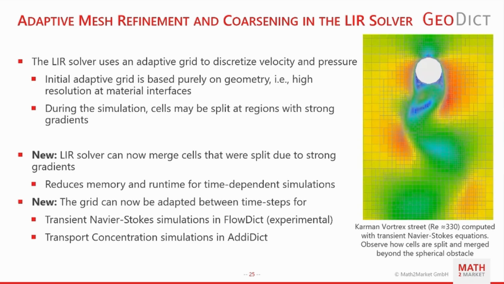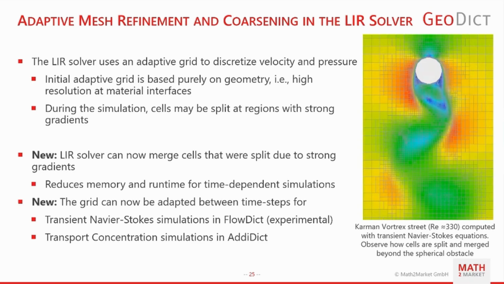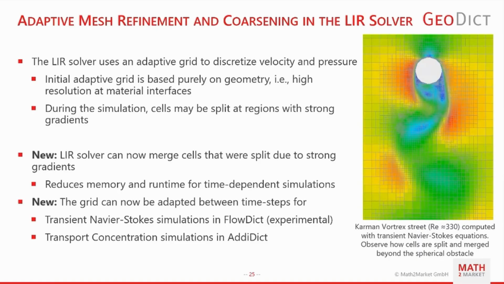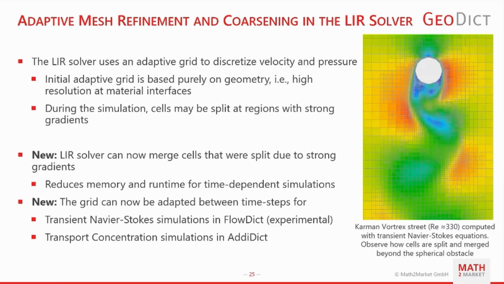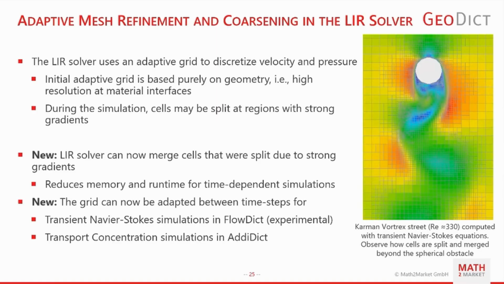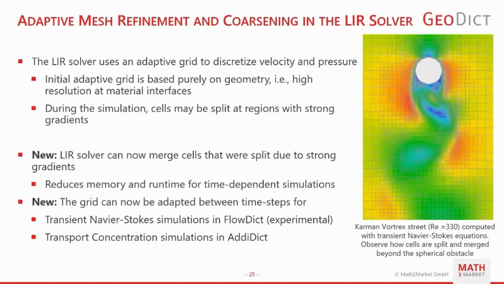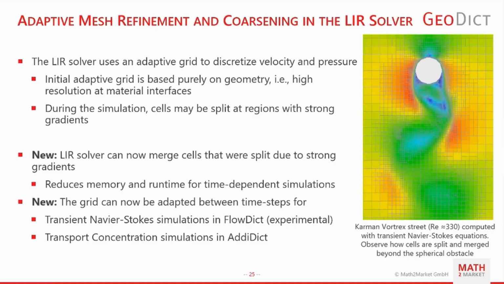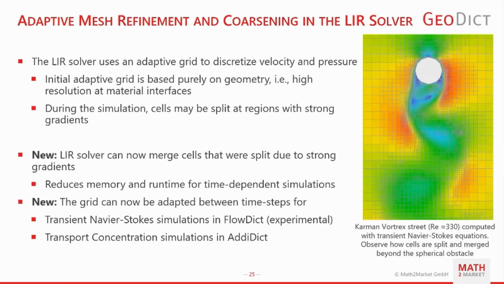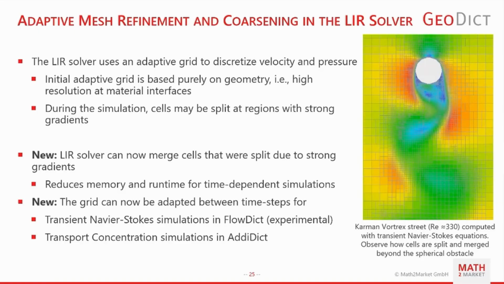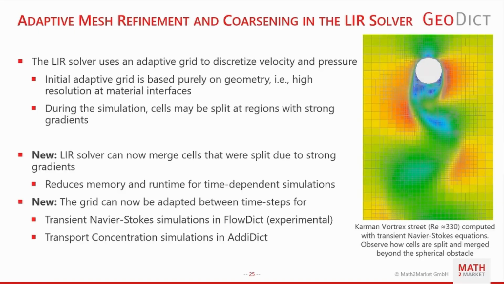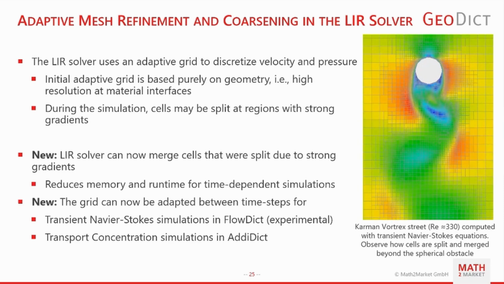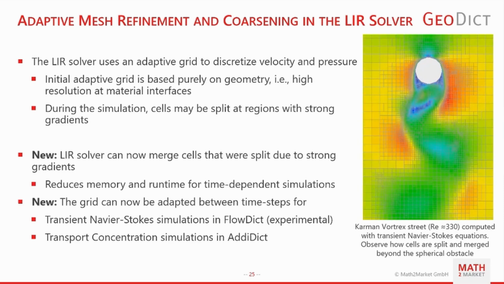But the solver could not coarsen grid cells again when the accuracy is not needed anymore, which happens in time-dependent problems. And this will now change in GeoDict 2026, where this will be applied for all the time-dependent simulations, like we have them in BatteryDict already when we do the field-based transport solver. And the feature will also get important when we simulate transient Navier-Stokes equations in FlowDict.